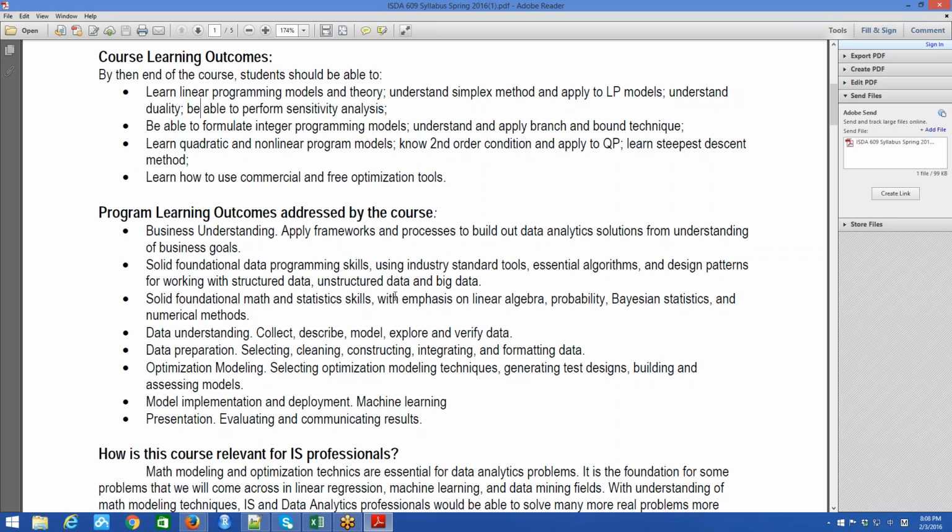And then you would be able to learn how to use commercial and free optimization tools. In particular, in this course, we're using R, and you can use some of the R optimization packages to solve some of the homeworks. But I just want to point out that for the first time, if you use the simplex method to solve an LP model, you have to solve it by hand. You cannot use a computer to solve it directly.